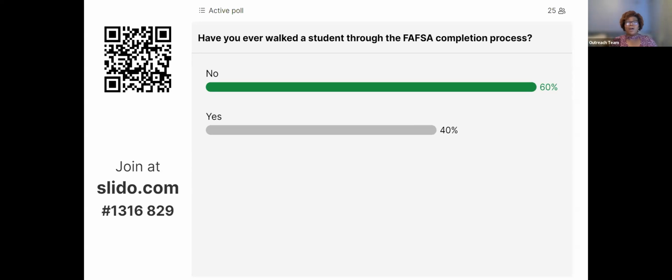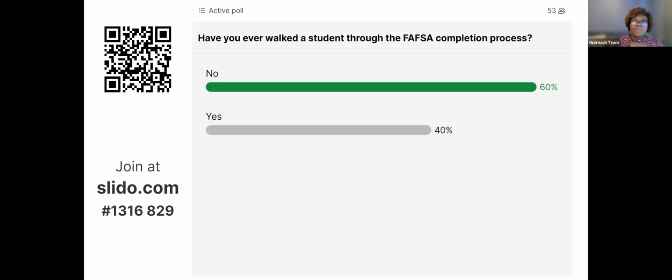So while you all are answering this question, I love all things financial aid. A lot of people think I'm weird because I don't get kind of grossed out by the FAFSA. I love the FAFSA, all things financial aid, and I'm all about helping people with the FAFSA. So the 60% of you have never done a FAFSA before, you're in the right place.